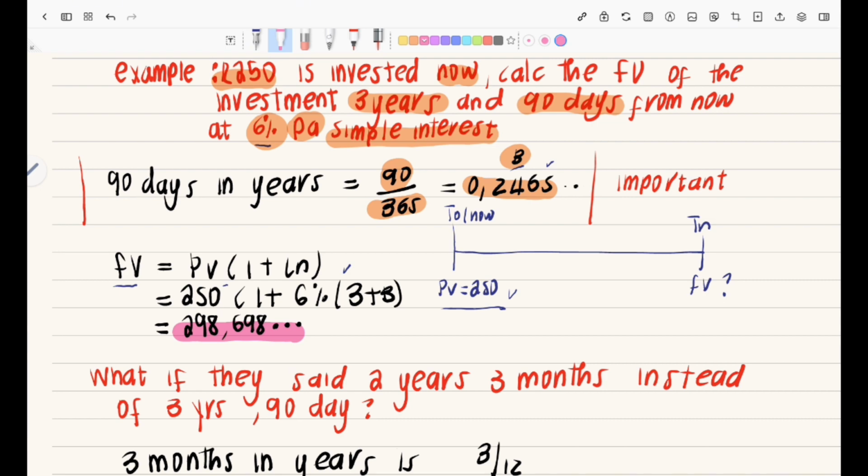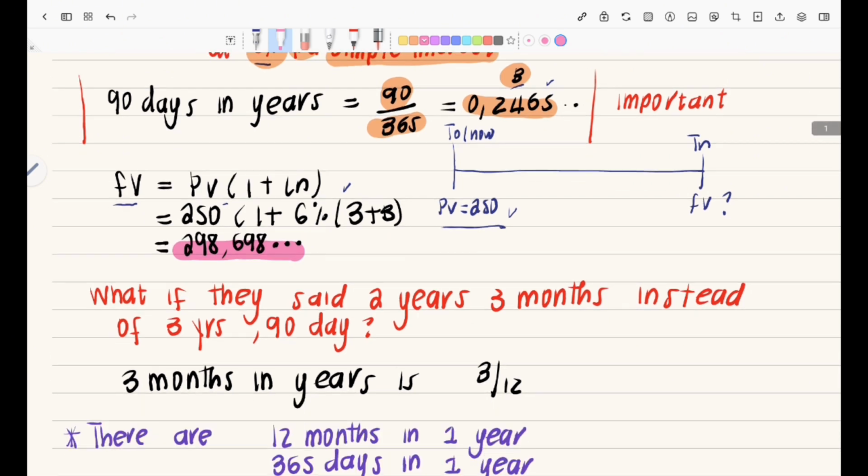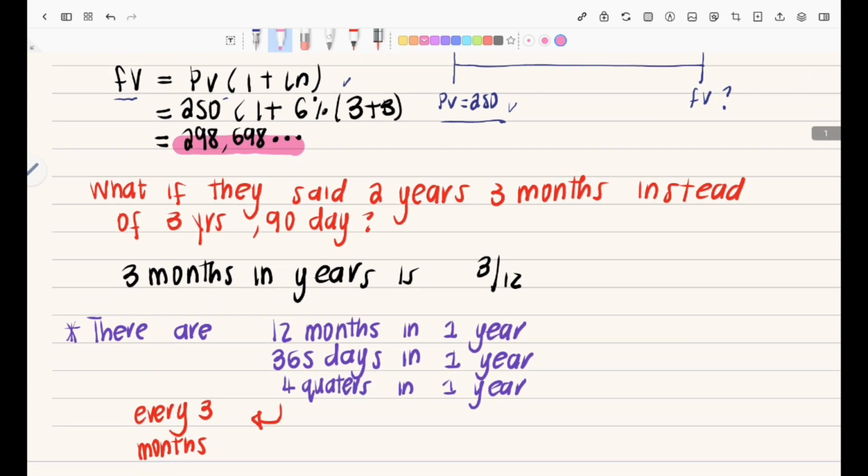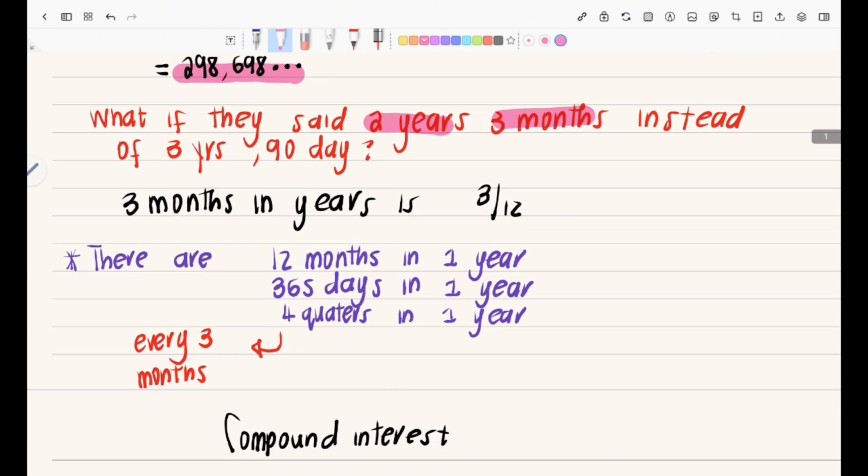So I have 365 days in a year. If whatever N I'm given is in days, I take those days over 365 days, right? And then you find it. But what if they had said 2 years and 3 months, right? The 2 years is fine, but what about the 3 months? How many months are there in a year? There are 12 months. Of those 12 months, how many do I want? I want 3 of those 12 months. So 3 over 12. And this will give me what the 3 months is in terms of years.